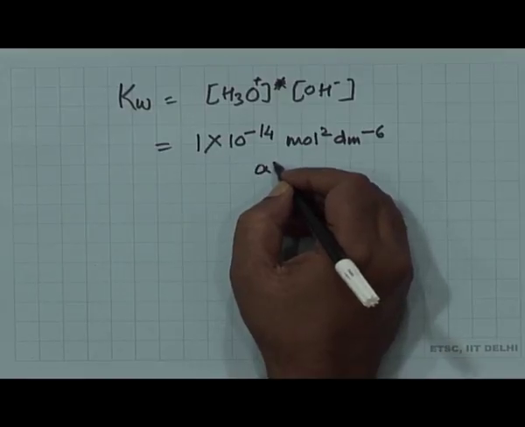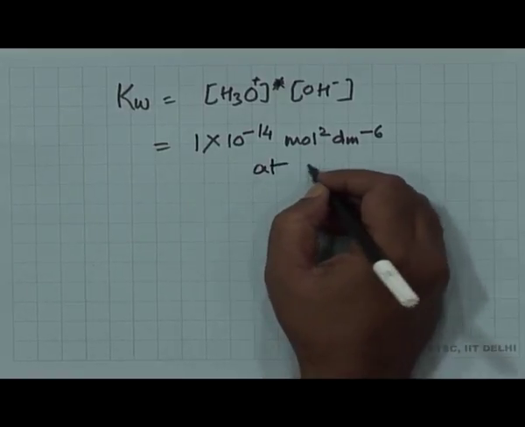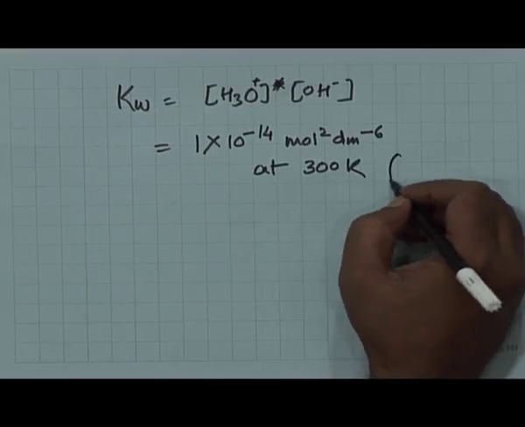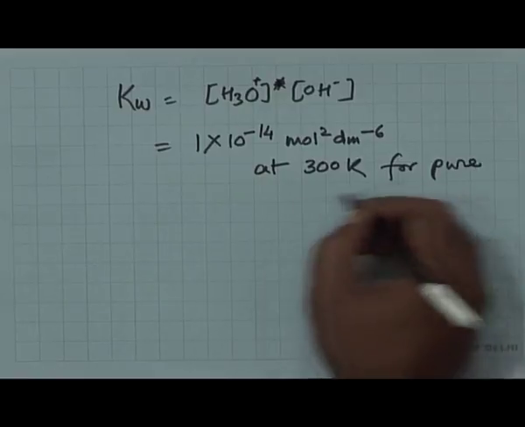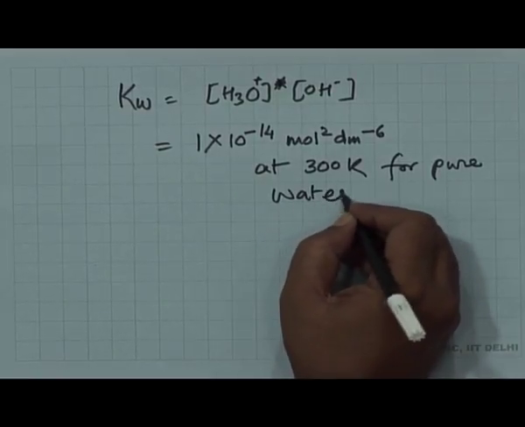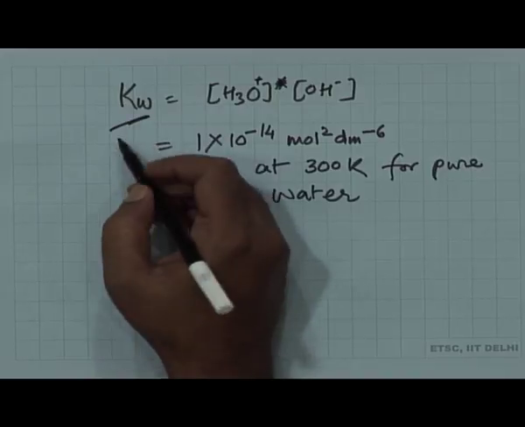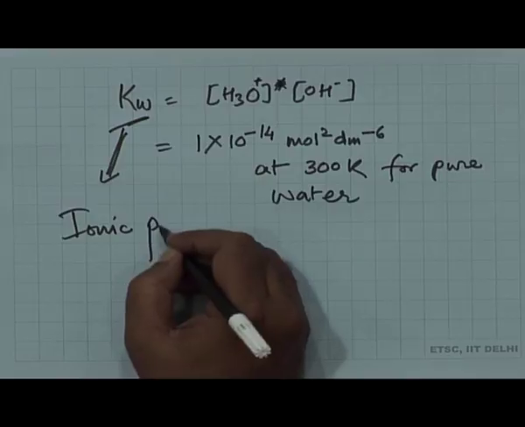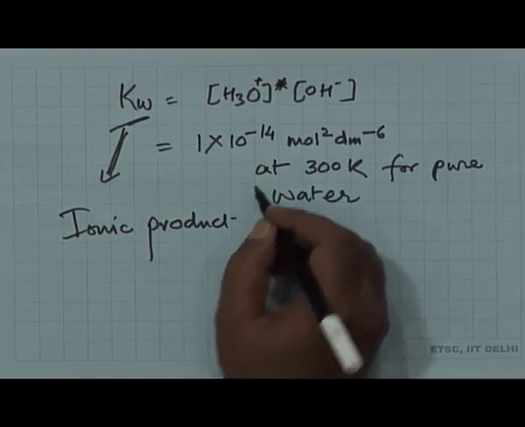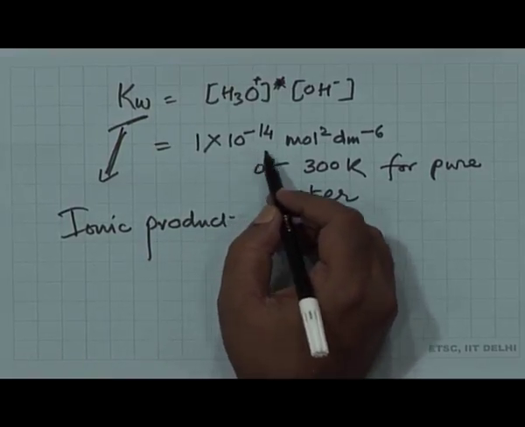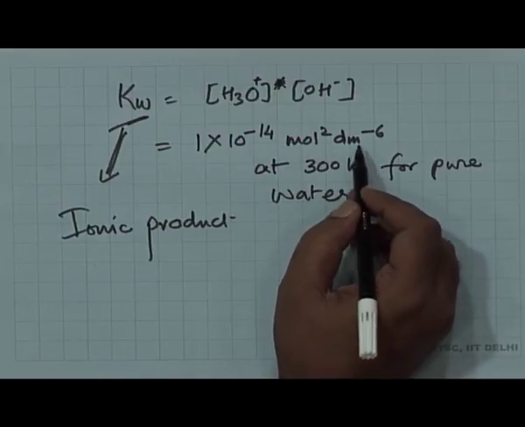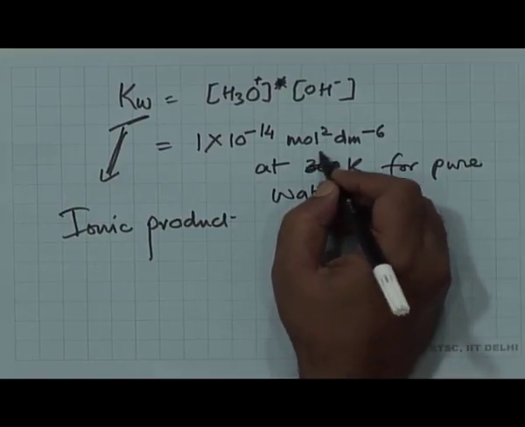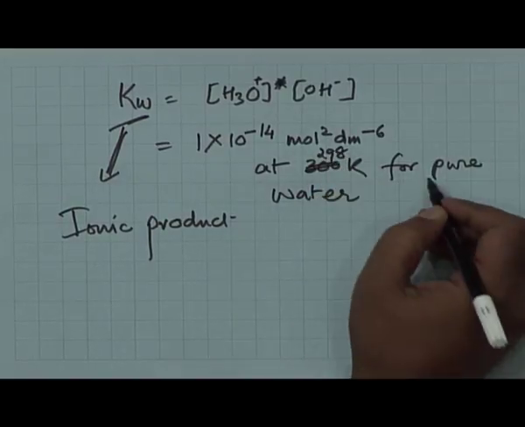And this is at 298 Kelvin for pure water. So, the Kw value is also known as the ionic product, and its value is 1 x 10^-14 mol^2 per dm^6 at 298 Kelvin for pure water.